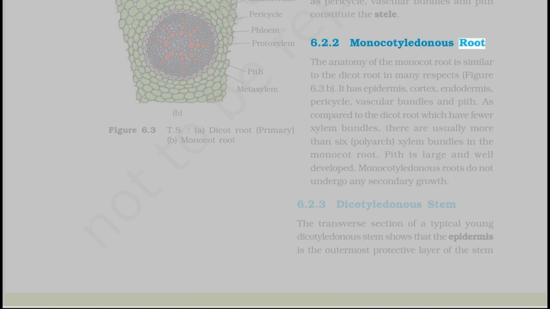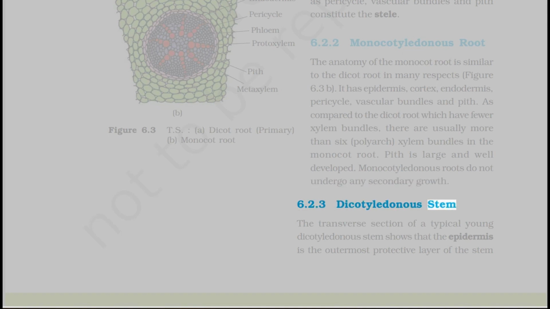6.2.2 Monocotyledonous root. The anatomy of the monocot root is similar to the dicot root in many respects. Figure 6.3b. It has epidermis, cortex, endodermis, pericycle, vascular bundles and pith. As compared to the dicot root, which has fewer xylem bundles, there are usually more than 6 polyarch xylem bundles in the monocot root. Pith is large and well developed. Monocotyledonous roots do not undergo any secondary growth.